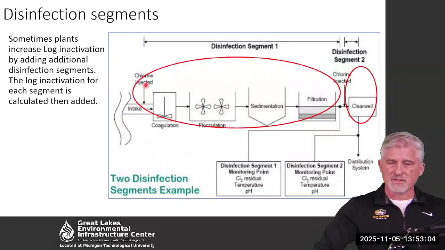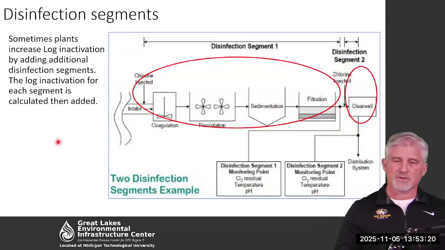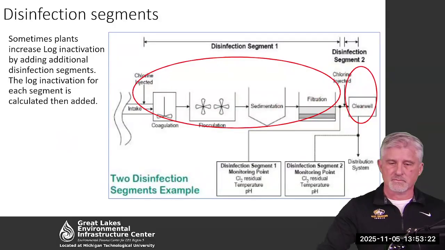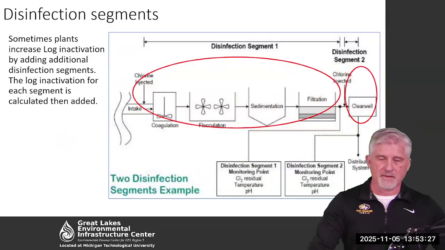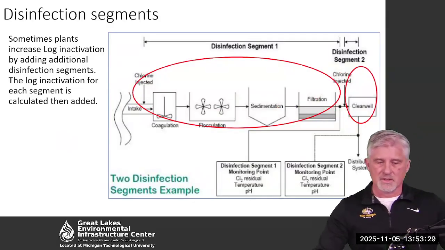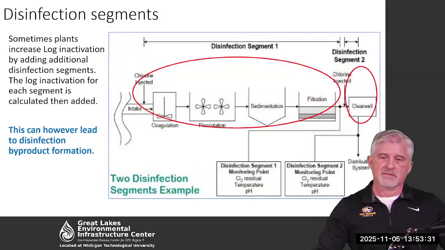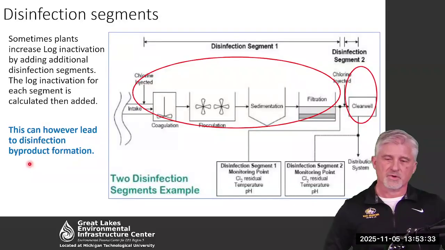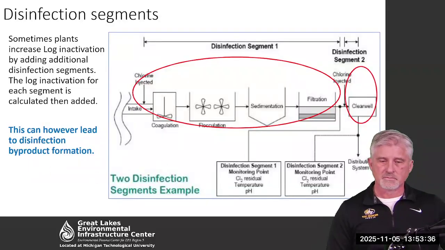But the point of this is that it can be done in 2 different places, which means that we've got one inactivation we're calculating CT for, and then another one that we may be calculating CT for. So the inactivation is the combination of both of these. If we've got 2, the benefit is that we can combine them to see if we meet our requirements. The downside is there's a higher potential for creating disinfection byproducts.